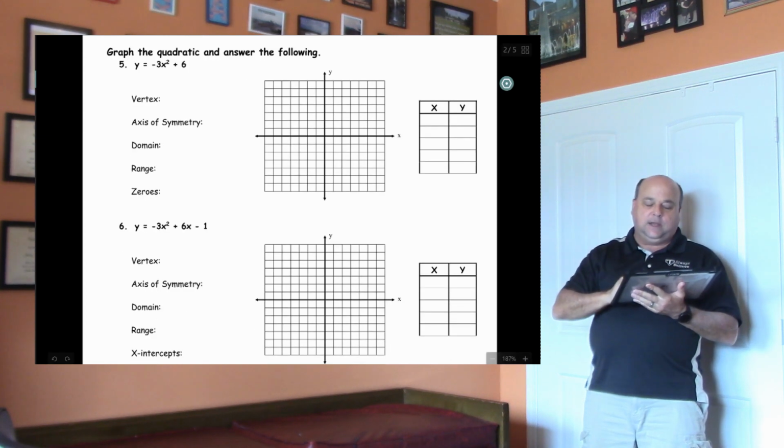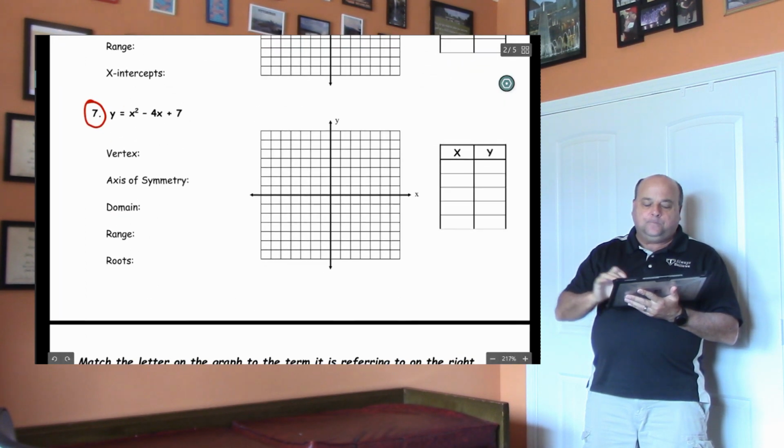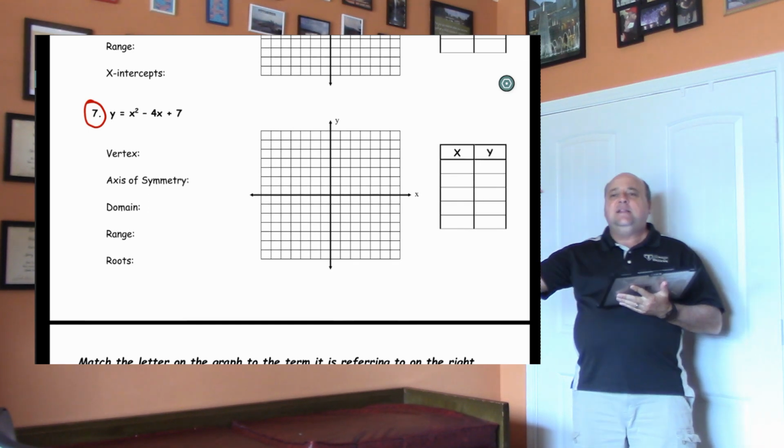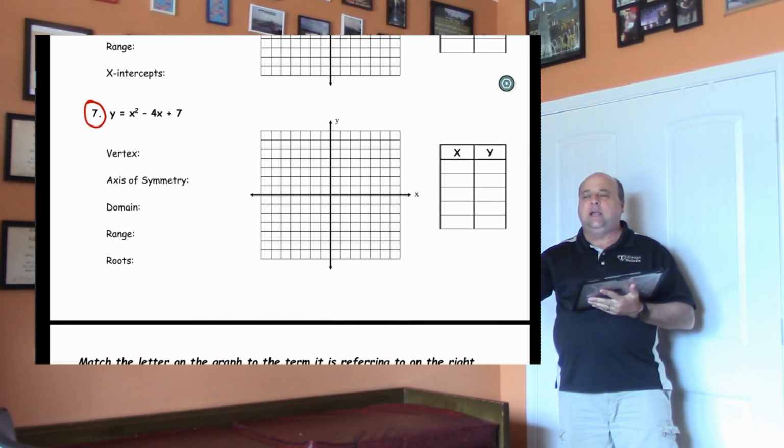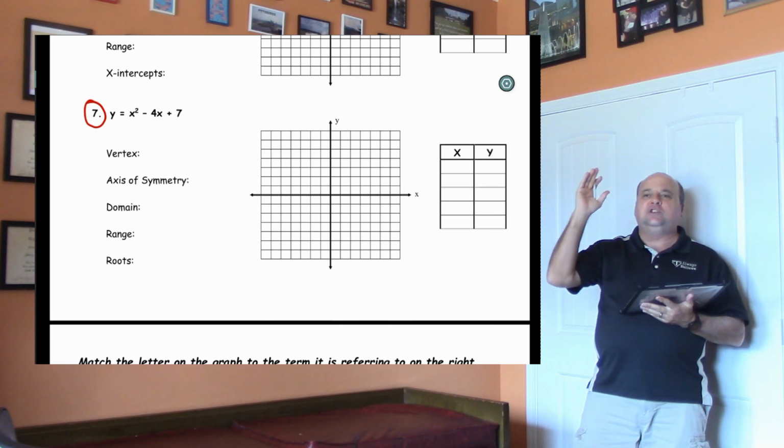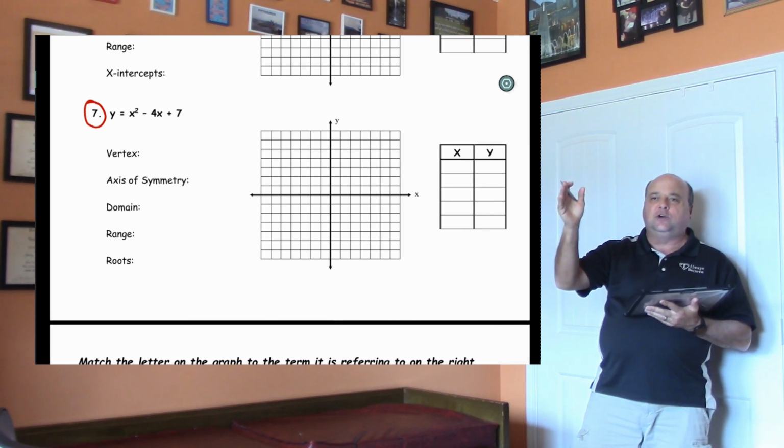I'm only going to do one of these, so I'm going to do number 7. You're going to repeat the process. This is kind of more powerful because you're building the table. So the first thing we want to do is graph this problem and trace to the vertex.